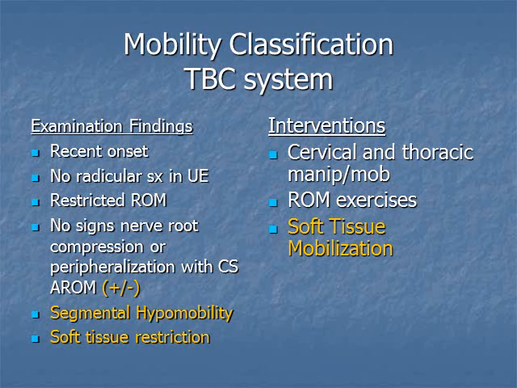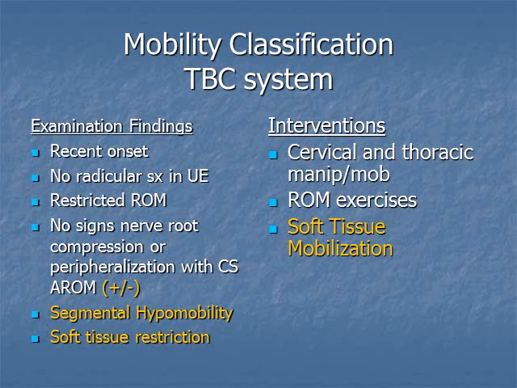So if we look at the mobility classification from the originally described treatment-based classification system from 2004, we see there's examination findings. Generally, these patients might have increased onset. They might not have radicular symptoms radiating into the upper extremity. Generally, they'll show restricted range of motion. They lack mobility. No signs of nerve root compression or peripheralization. And then they may show segmental hypomobility or soft tissue restriction.